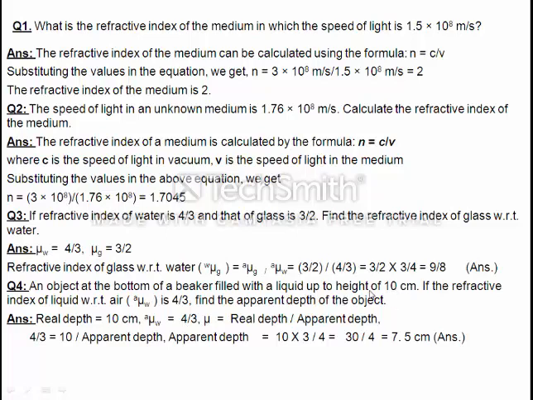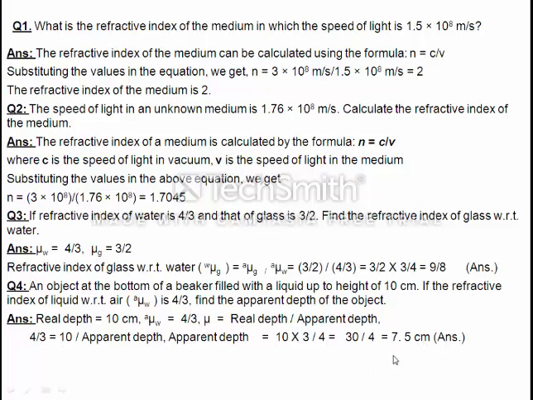The height of the water is given, so here the real depth is given as 10 centimeter. And the refractive index of the liquid is also given, 4 by 3. The refractive index of water with respect to air is 4 by 3. So here is one more formula, please note it down: refractive index is equal to real depth upon apparent depth. The refractive index is given as 4 by 3, and our real depth is given as 10. We have to calculate the apparent depth, then it will be 7.5 centimeter.